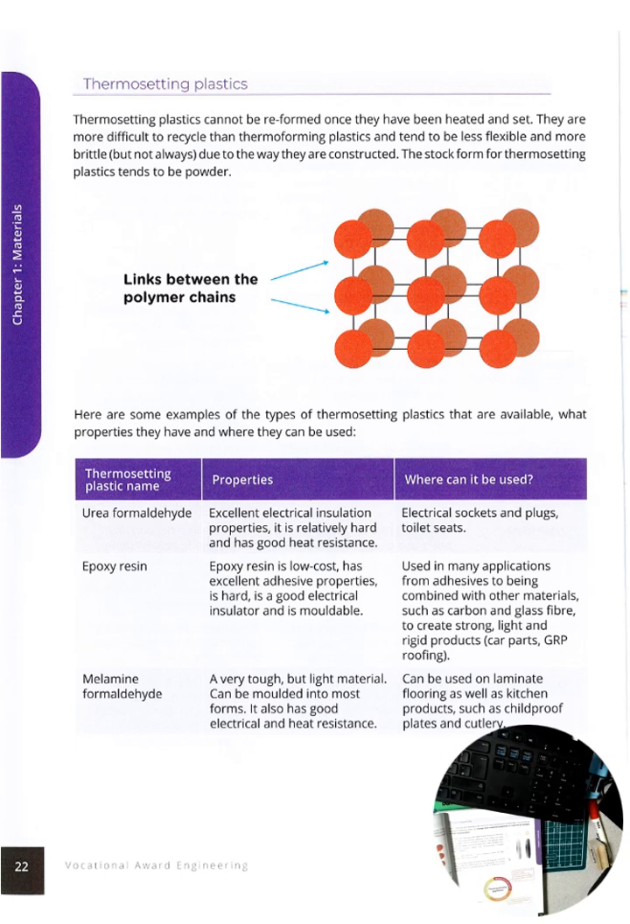Urea formaldehyde. Excellent electrical insulation properties. It is relatively hard and has good heat resistance. Where can it be used? Well, it's used within electrical sockets and plugs and toilet seats.